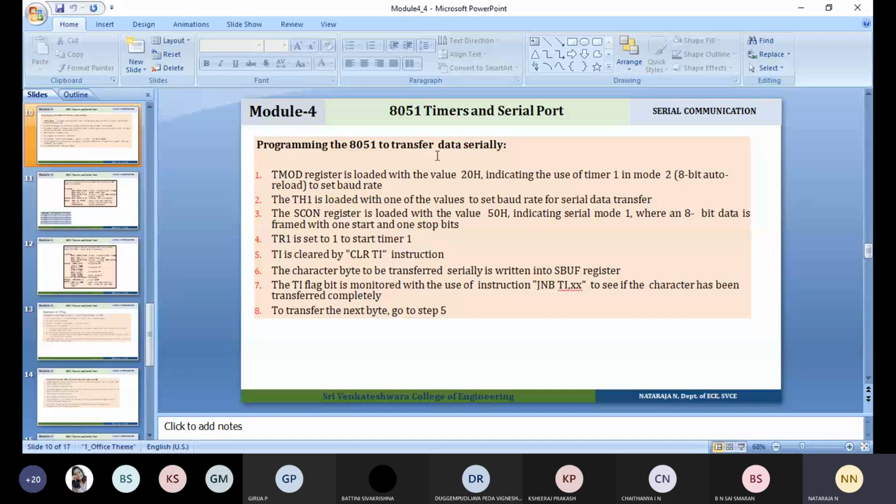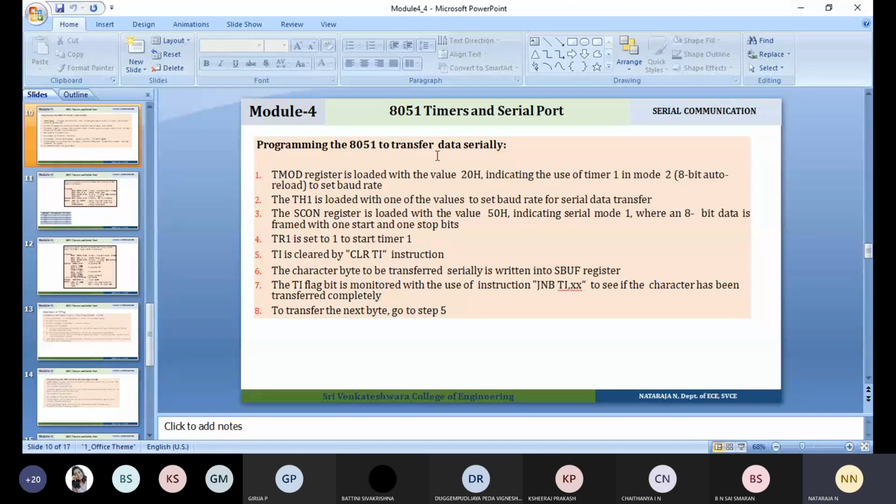To transfer the next character, again we start with the fifth step. Again we clear the transmit interrupt, again we load some other data, and again we transmit. This will keep on repeating. These are the steps we are going to follow for programming the 8051 to transfer data serially. Make a note of these points, and next we have to analyze one program.